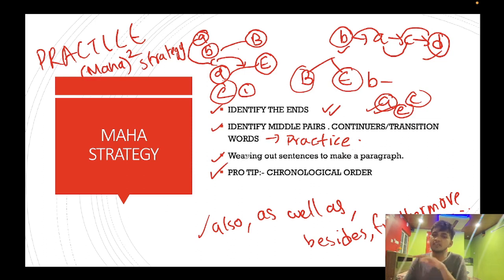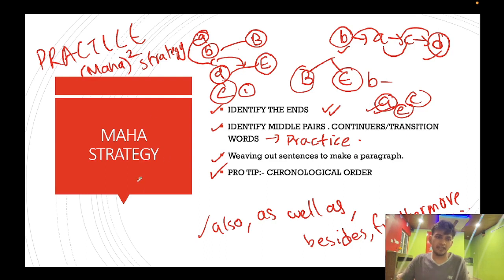Then you essentially weave these sentences together to make a proper coherent paragraph. Pro tip: in a lot of cases, chronological order will come into use. What is chronological order? This is not a political dude's dialogue. It is just more than that. You probably know what I'm referring to.